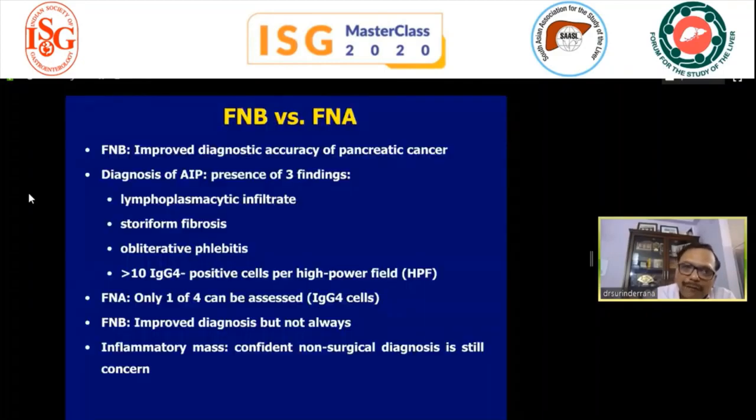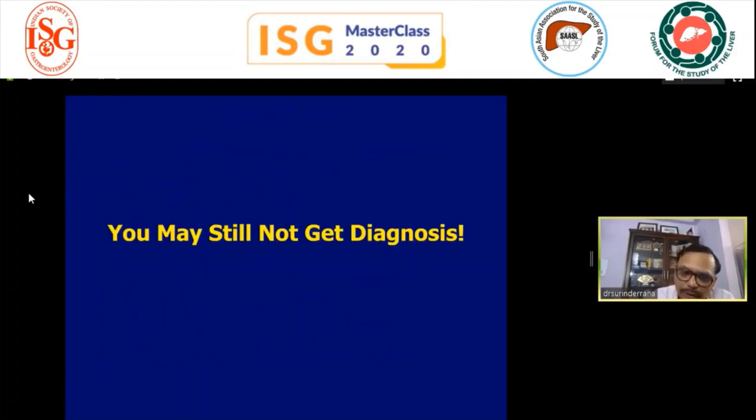Then now we have FNB. We know that FNB has improved the diagnostic accuracy of pancreatic cancer. And similarly, for diagnosis of AIP, we need 3 or 4 criteria to be present on histopathology. And unfortunately, on FNA, we can only assess 1 criterion, that is IgG4 cells. So the studies have shown that FNB has improved our diagnostic capability for diagnosing AIP, but this is not the case always. And finally, for inflammatory mass, a confident non-surgical diagnosis is still a major concern. So despite all these efforts, you may still not get a diagnosis.